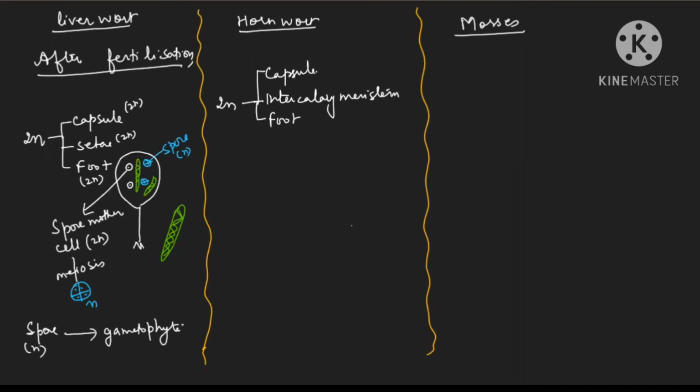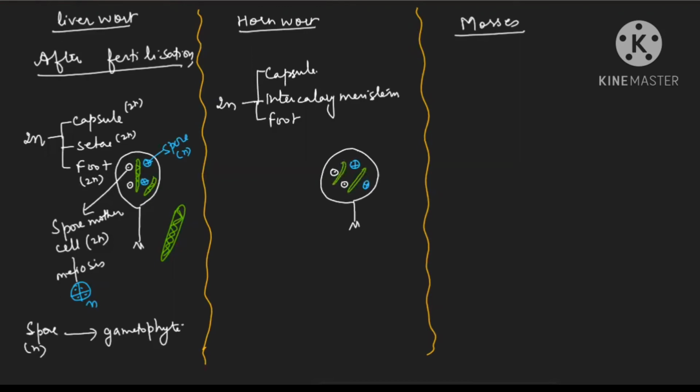Now see here diagram. Foot, it is intercalary meristem, means it is having the power of division, and this is capsule. Same diagram, it is actually having the spore mother cells. These are the spores which are produced. And it is also having elaters, but they don't have the hygroscopic thickening, so we call it as pseudo-elaters.